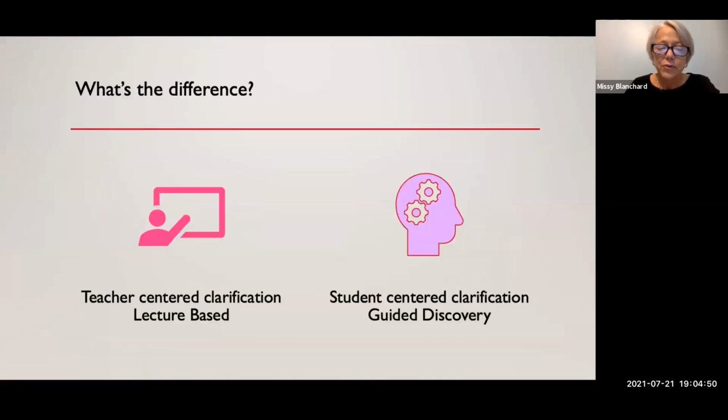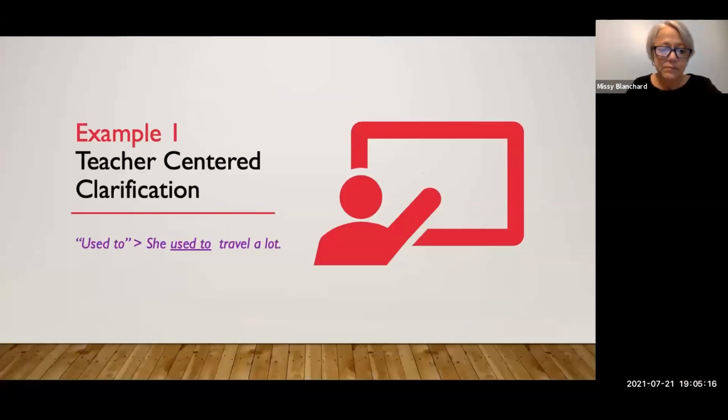So what's the difference between a teacher-centered clarification and a student-centered clarification? Well, as the little icon shows, oftentimes in teacher-centered clarification, the teacher is at the board, and it's sort of a lecture style, although most teachers will be eliciting information from the students. But basically, the teacher is at the front of the classroom and explaining things.